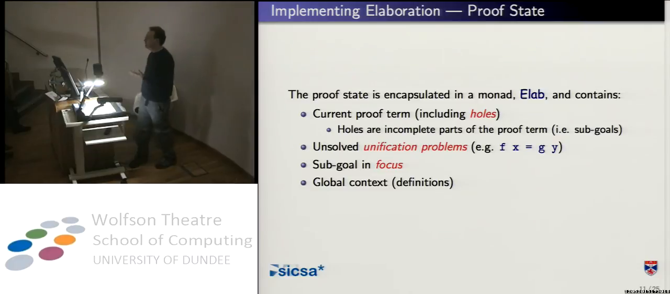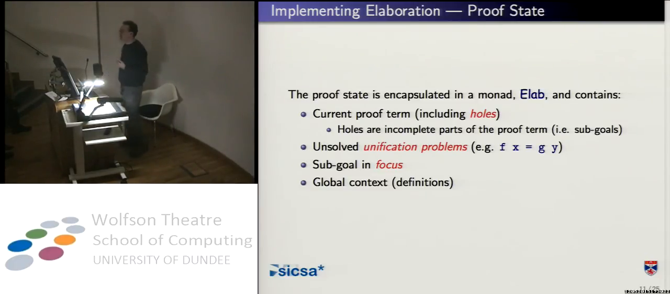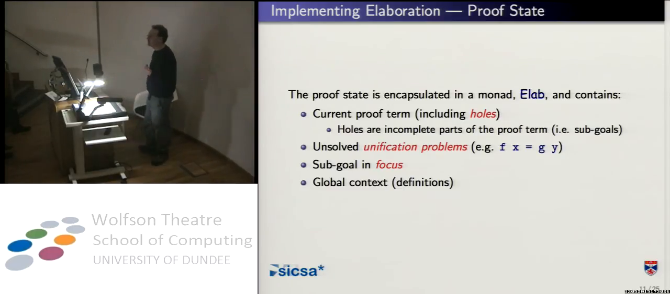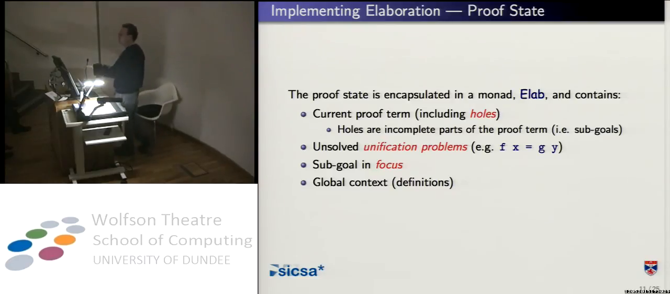So we might be unifying F of true with false, in which case we don't know anything until we've solved F, so we defer that problem. We get a unification problem that we can't solve immediately, we make a note of it, and we come back to it as we progress through type checking.